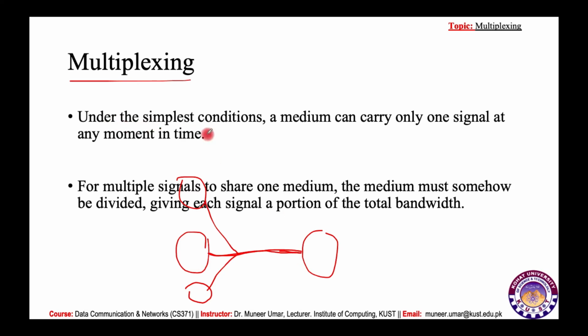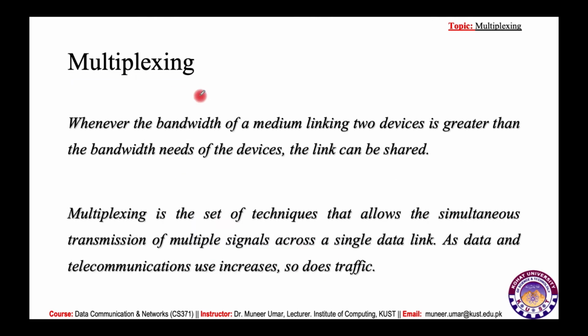Under general conditions, a medium can carry only one signal at any moment of time. For multiple signals to share one medium, the medium must somehow be divided, giving each signal a portion of the total bandwidth. So this medium is divided among all the devices, and the bandwidth of this medium is shared with these connected devices. This is known as multiplexing.